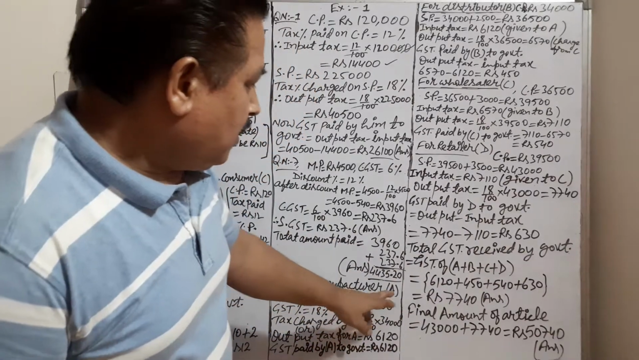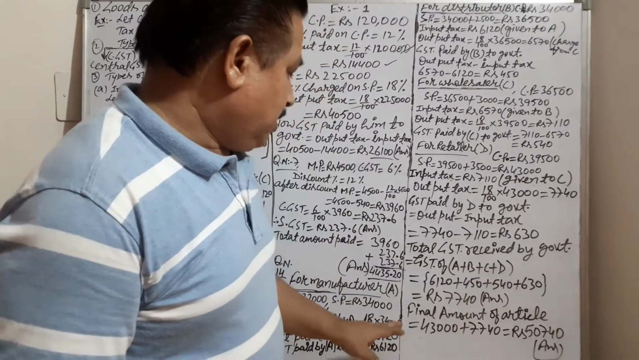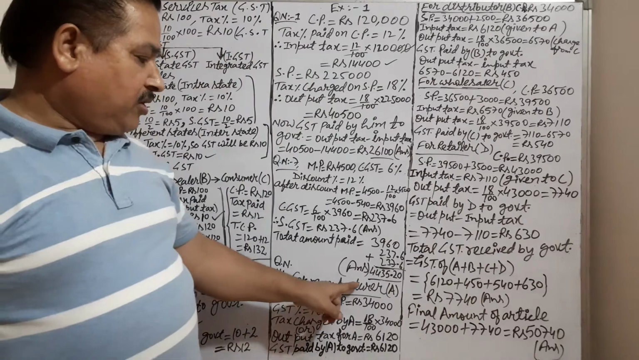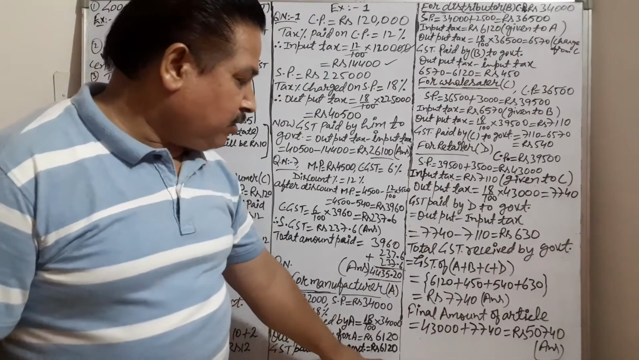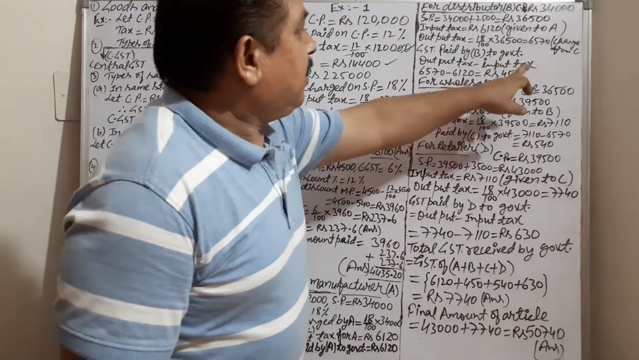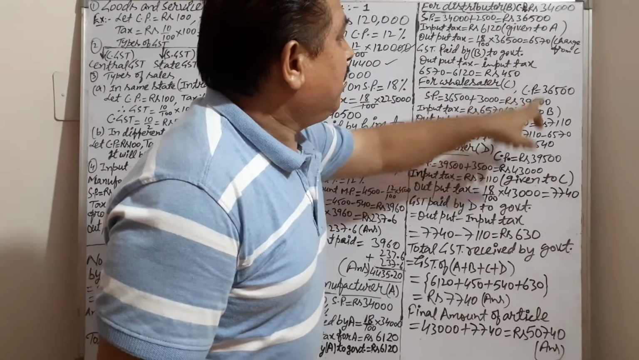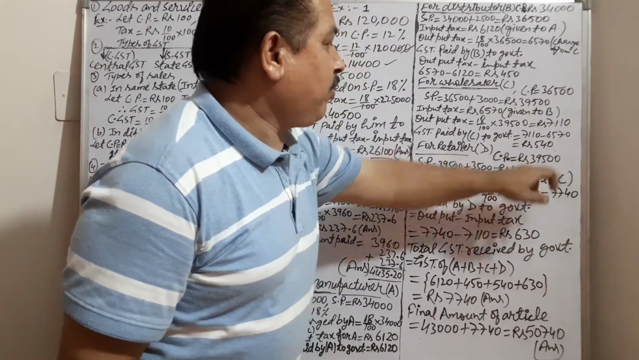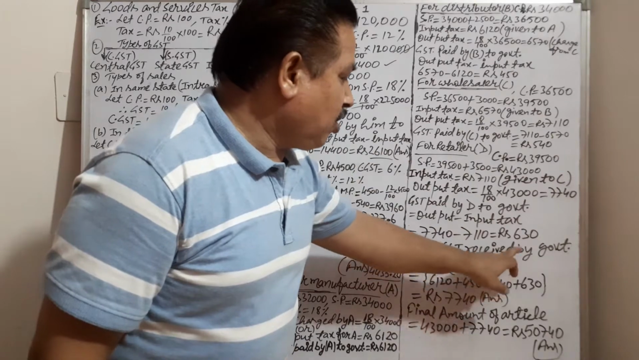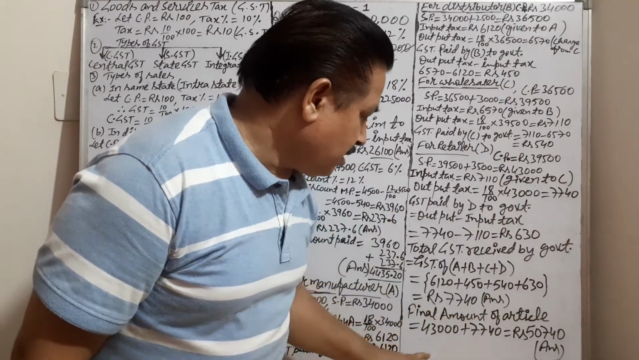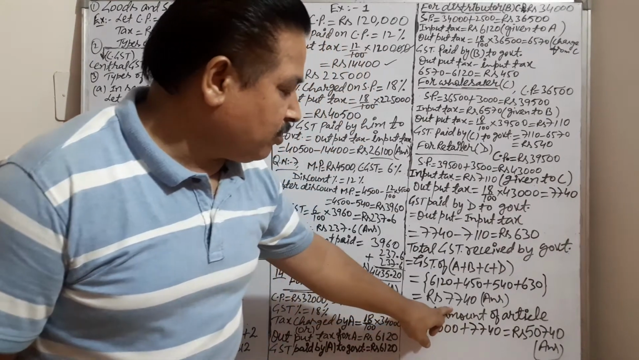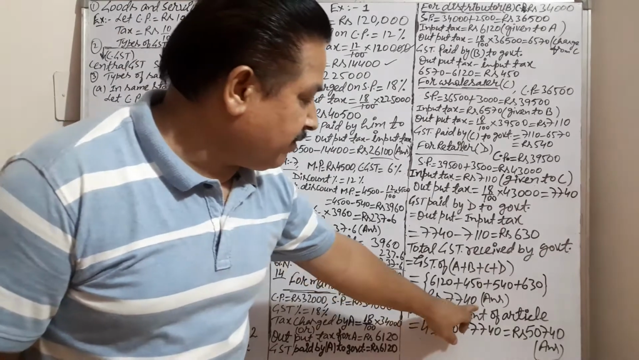Now the total GST received by the government. How much GST did the manufacturer pay to the government? 6120. And this person is paying 450, C is paying 540 and D is paying 630. Add all these. This is the answer. So the total GST received by the government is 7740.